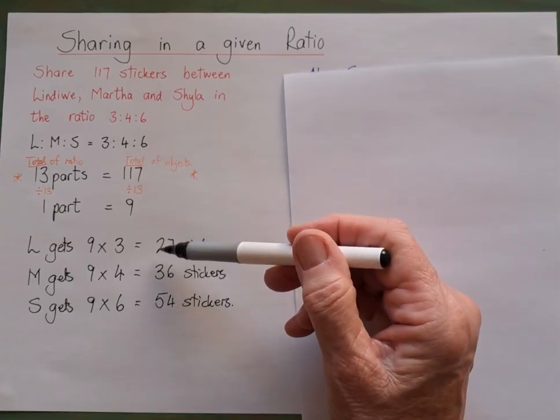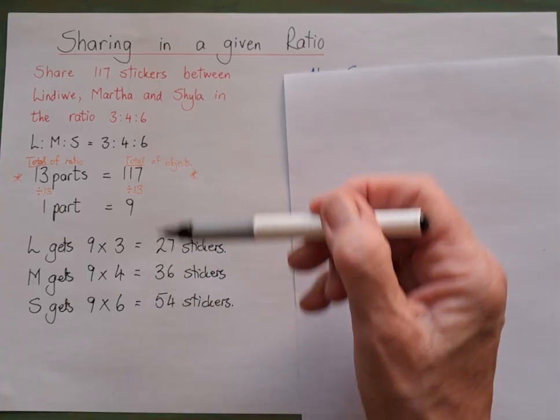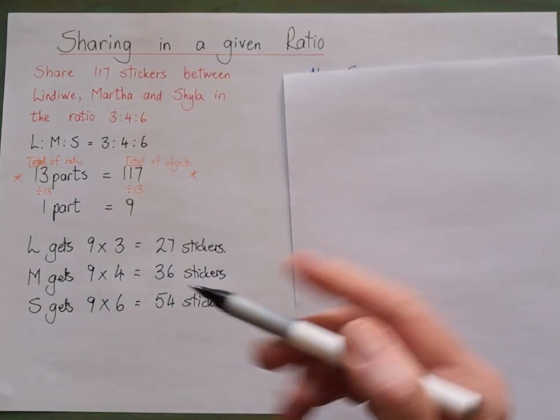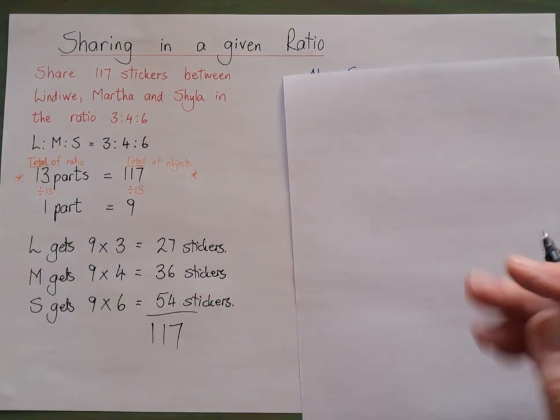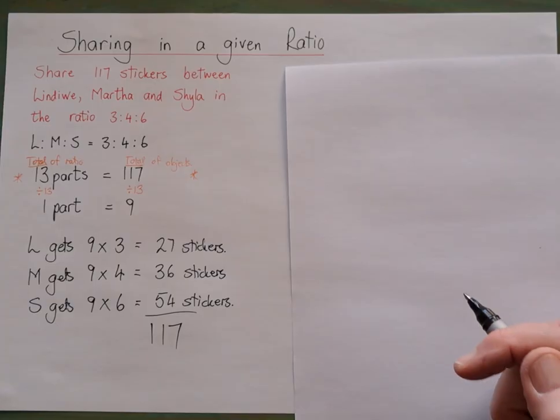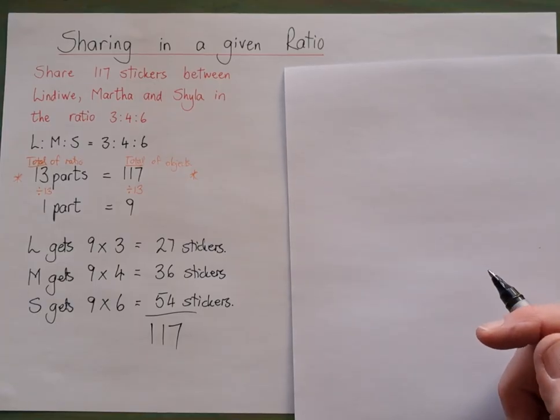That gives me 6 plus 5 is 11, 117, and that is exactly how many stickers I started off with in the first place, and straight away I can see that I've got full marks for that question.